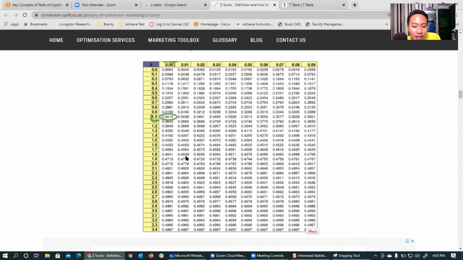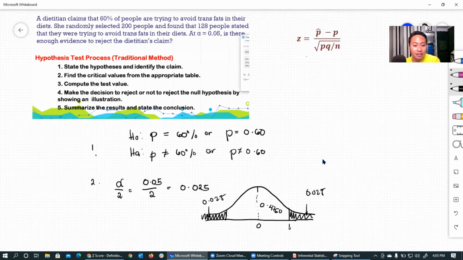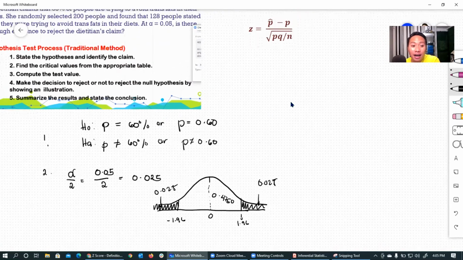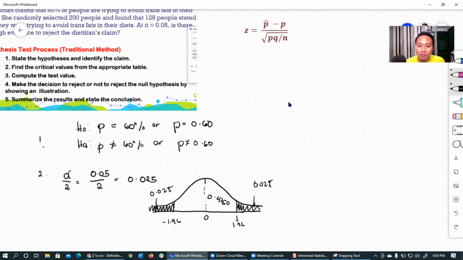But it has a grade. So let's work on it, according to EJ, 1.96. So here, 0.4750, we trace it to the left, 1.9, and then going up, 1.96. Very good. So the critical values that we have, since this is a two-tailed test, EJ, we should have negative 1.96 and the other one positive 1.96. Amen? And then we're going to solve for the test value here.